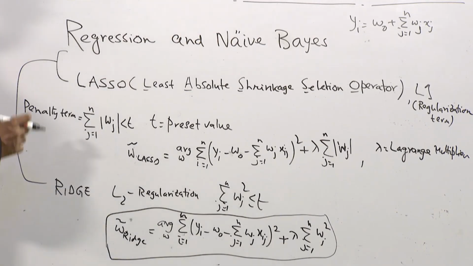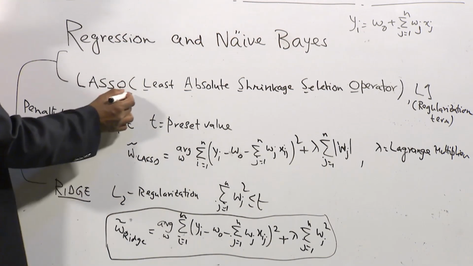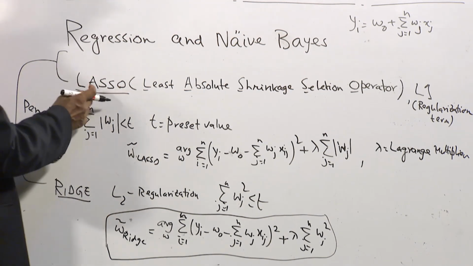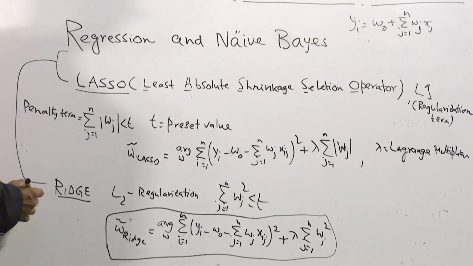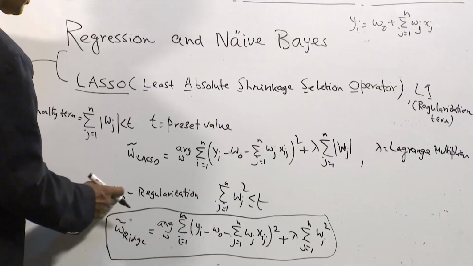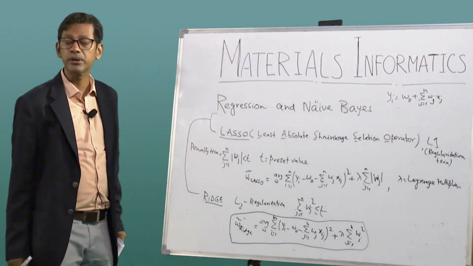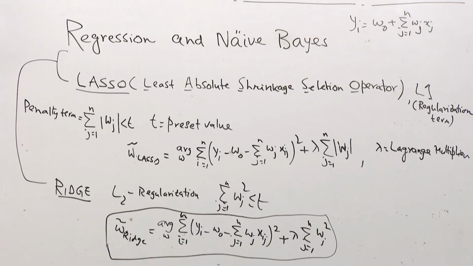So, hence you can see the difference between this and this. In the first case we are using this as a penalty function or a regularization term, and in case of Ridge we are using this as a penalty term or regularization term. Please remember that. That is the main idea. The main concept is basically using these penalty terms. That is the main idea.